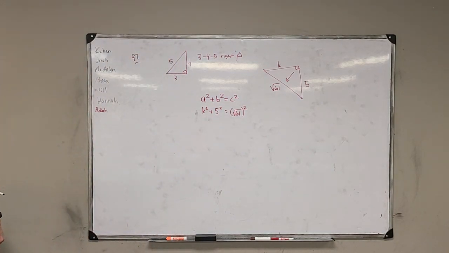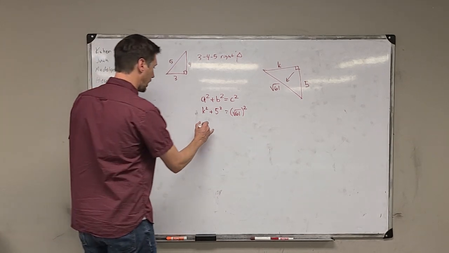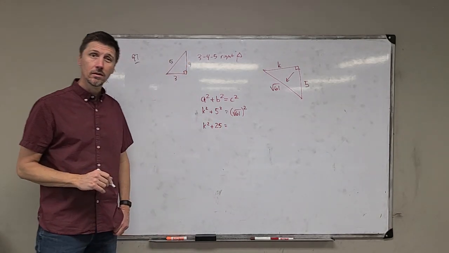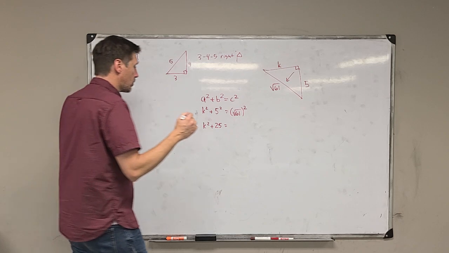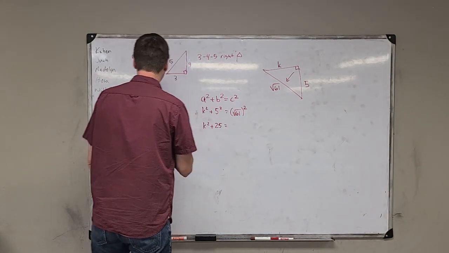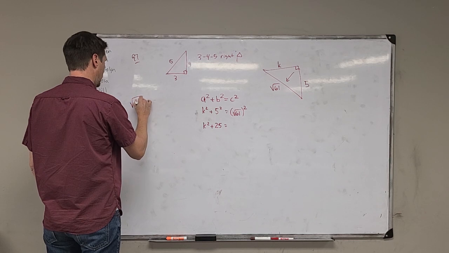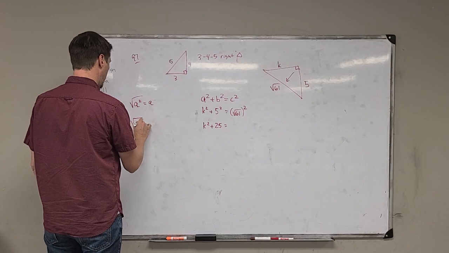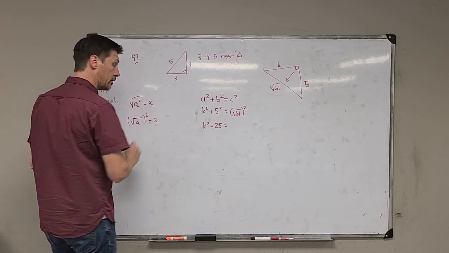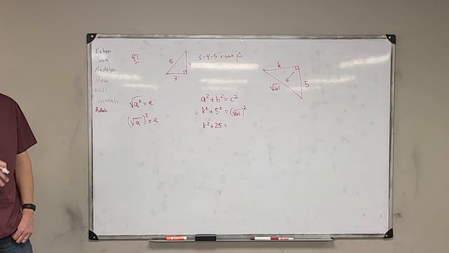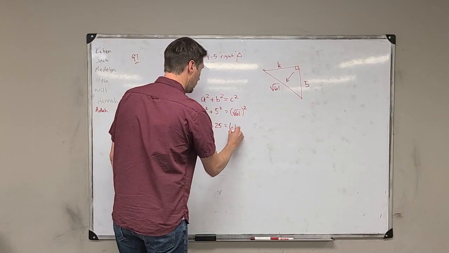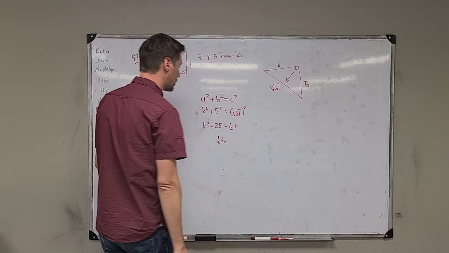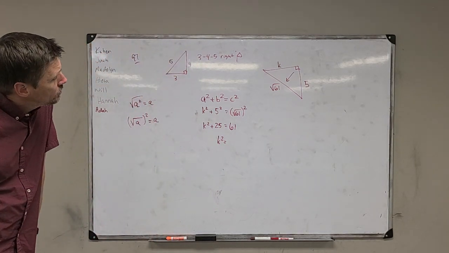All right? Now, let's simplify. That means k squared plus 25 equals square root of 61 squared. That's just 61, right? Squares just undo square roots and vice versa. Square root of a squared equals a. So this is just 61. And so we move our 25 over and we get that k squared equals 61 minus 25, which is 36.